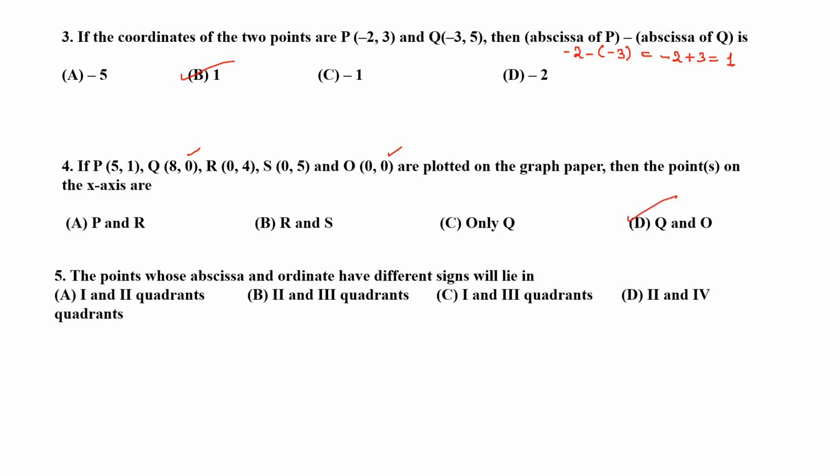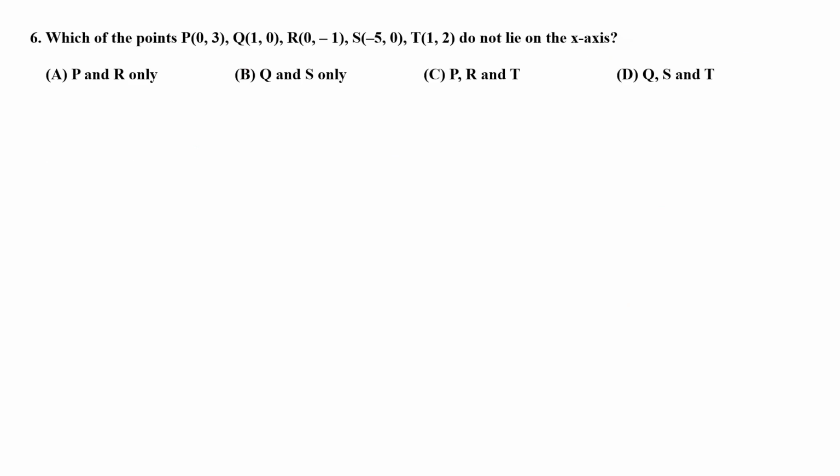Now fifth question. The point whose abscissa and ordinate have different signs will lie in. Easily you can know same sign is in the first and third quadrant, isn't it? Remember, both are plus here and here both are negative. It means the remaining two quadrants will have different signs, which are the second and fourth quadrant. So the option is option D. I hope it is clear to everybody. Now moving to question 6.